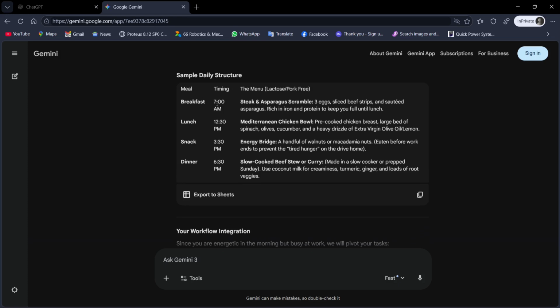So breakfast at 7 a.m.: steamed asparagus, scrambled 3 eggs, sliced beef strips and sauteed asparagus, rich in iron and protein to keep you full.